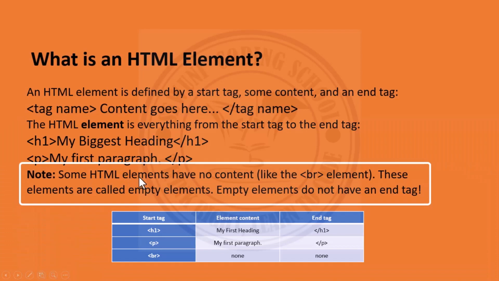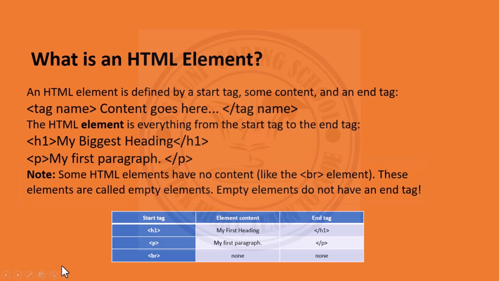It says some HTML elements have no content, like the BR element, which is the line break element. We will go into it. These elements are called empty elements. So some do not have content in between them, so they are what? Empty elements. They do not have end tags because they do not have any content in between. They do not also have what? An end tag.